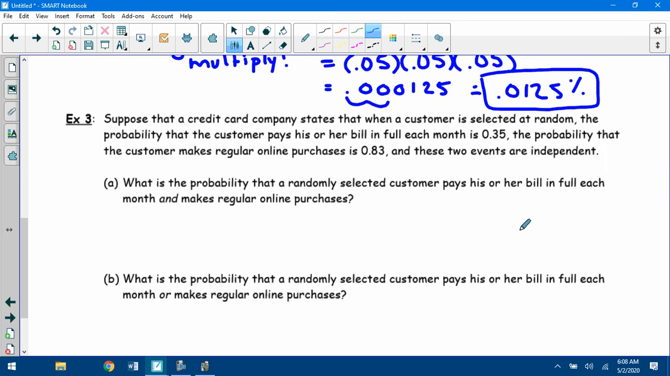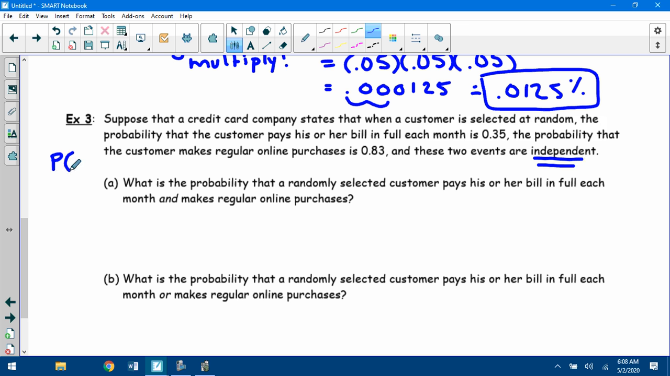Okay, last one on this page. Suppose that a credit card company states that when a customer is selected at random, the probability that the customer pays his or her bill in full each month is 35%. The probability that the customer makes regular online purchases is 83%, 0.83. These two events are independent, so I can just multiply.